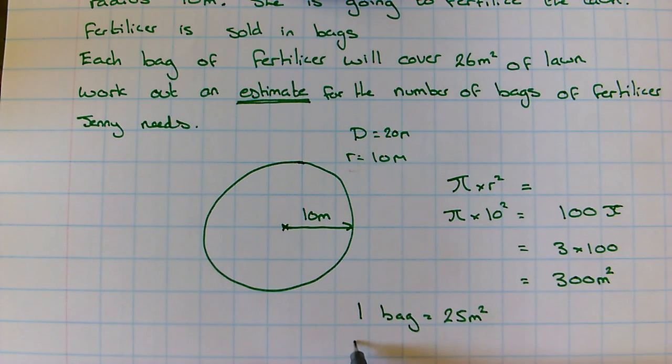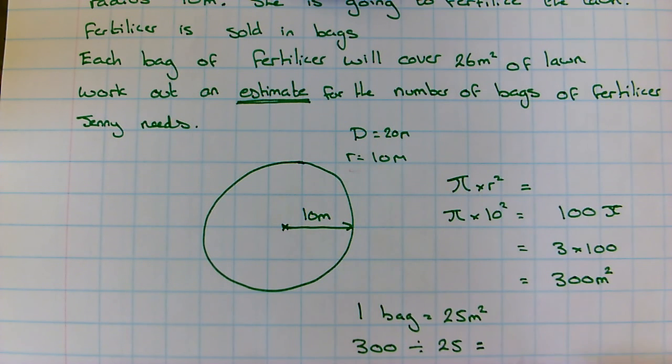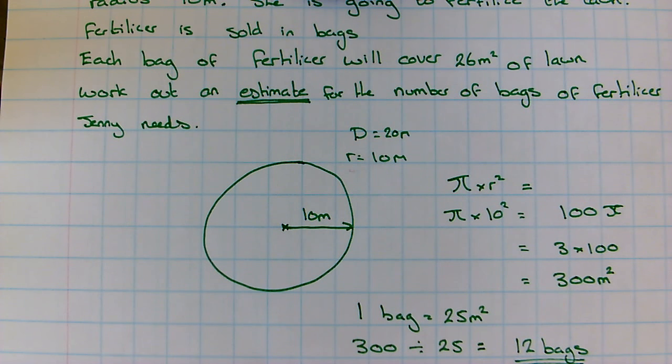Okay, so if I then do the total area divided by the area covered by one bag, it will give me the number of bags that I need. Now there are 4 25s in 100, so 100 is 4 bags, 200 must be 8, so 300 must be 12 bags. And that is my final answer. And that's how we find the area of a circle and then apply it.